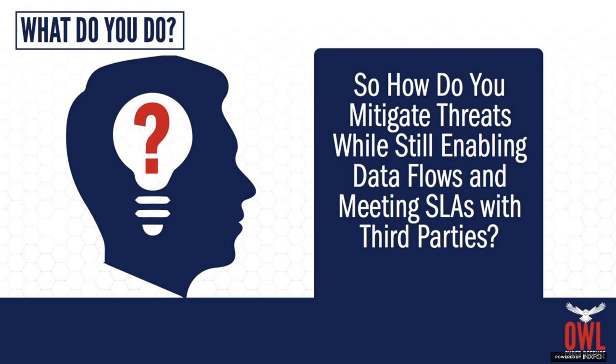What do we want to do to mitigate those threats? So we need to enable those data flows. The data still needs to get out to those third parties to meet your SLAs or whatever else you have in place with those entities. But nevertheless, you want to be secure. You want that plant or that facility to be secure, so what do we need to do?